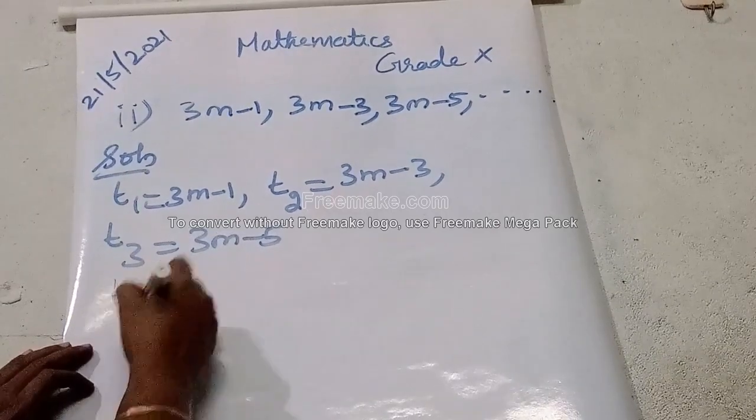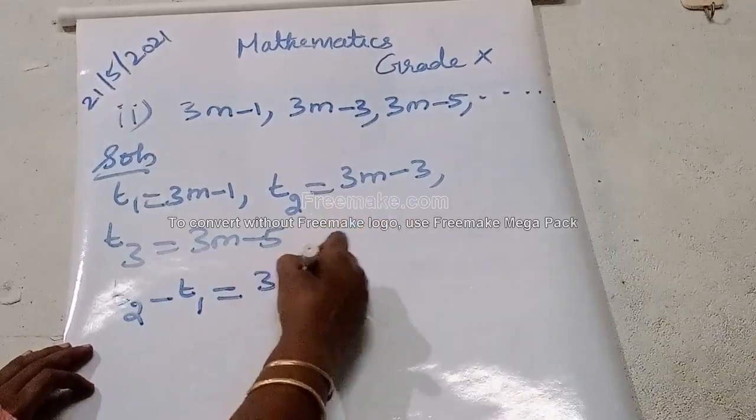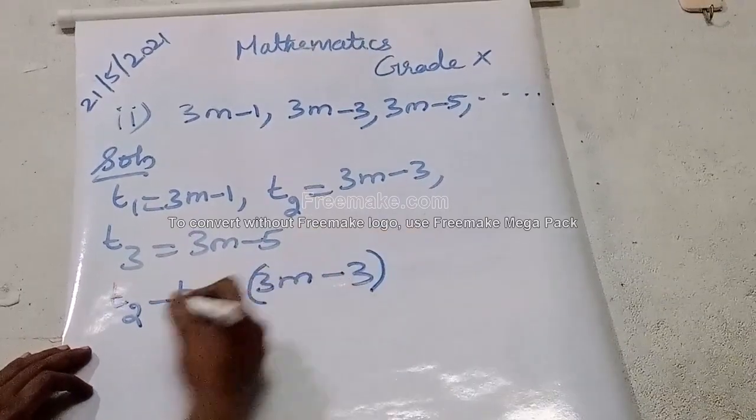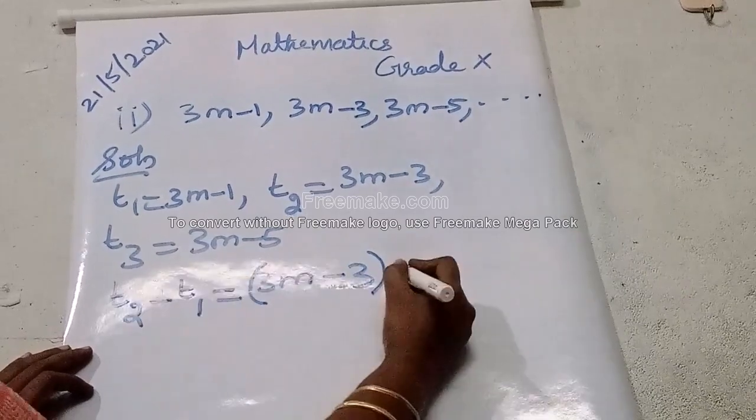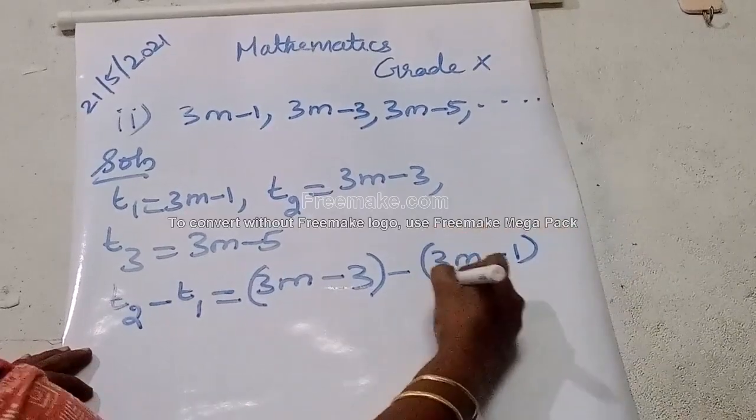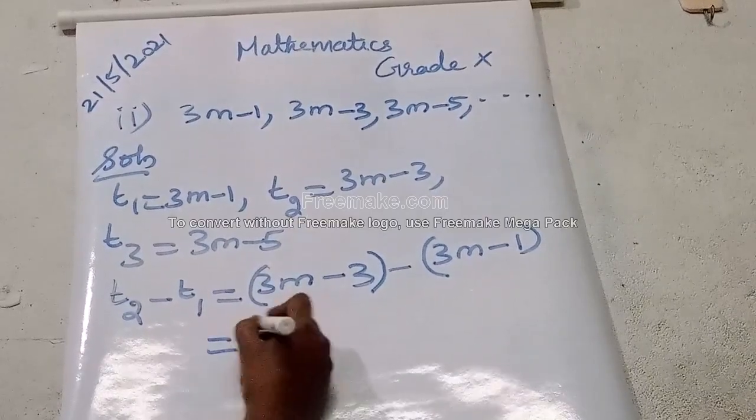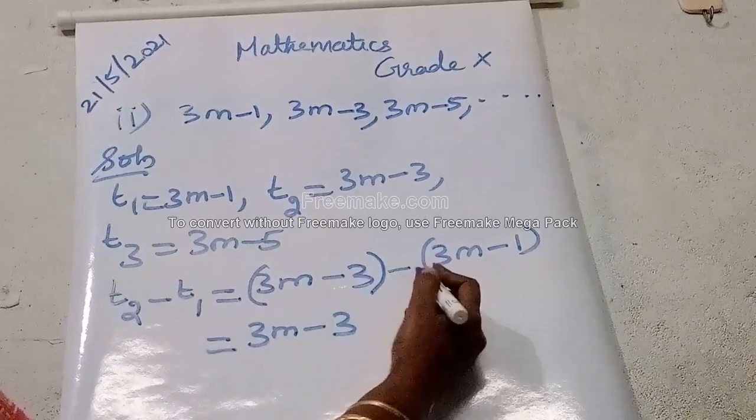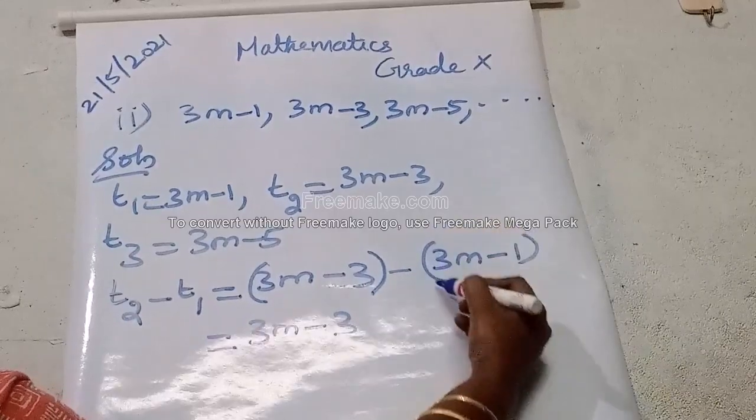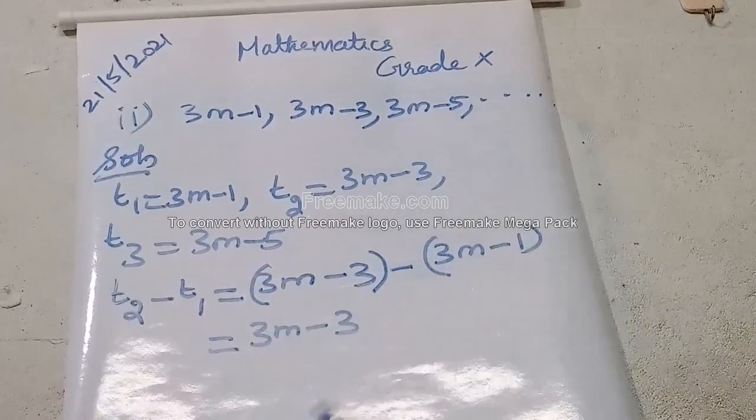First of all, we have to find out T2 minus T1, which is T2, 3m minus 3. Here two terms are there, so we have to give the bracket. Then minus T1. What is the T1 value? 3m minus 1. We have to close the bracket. Now, let's remove this bracket, which is equal to 3m minus 3. There is a minus which is common for both the terms, 3m and minus 1.